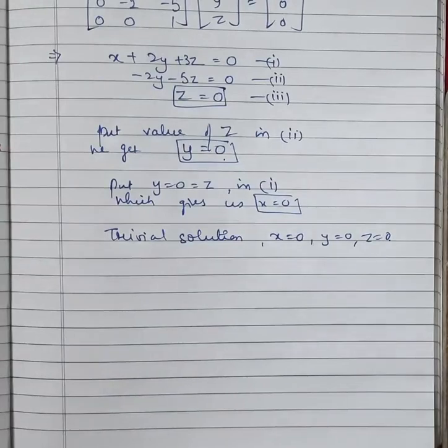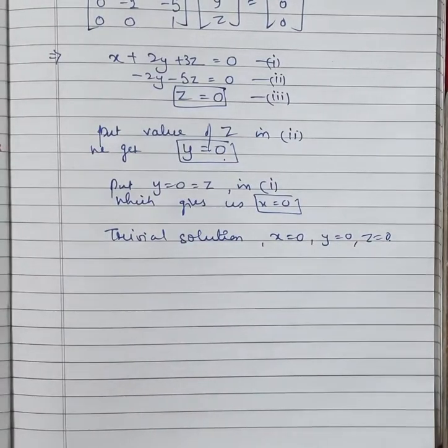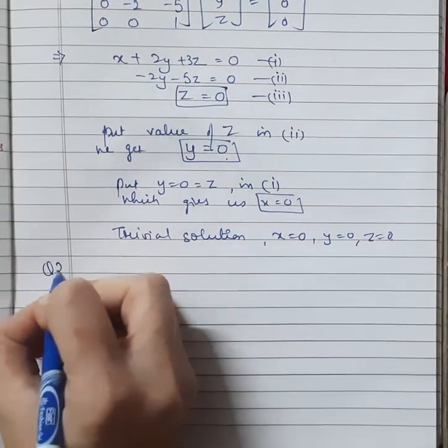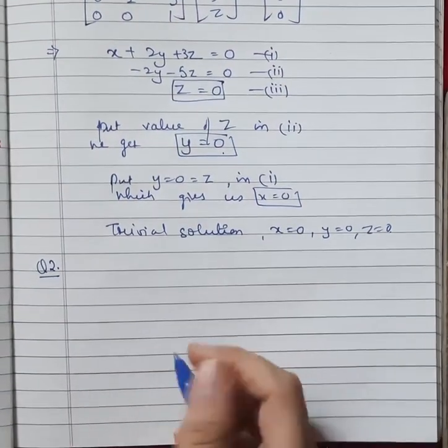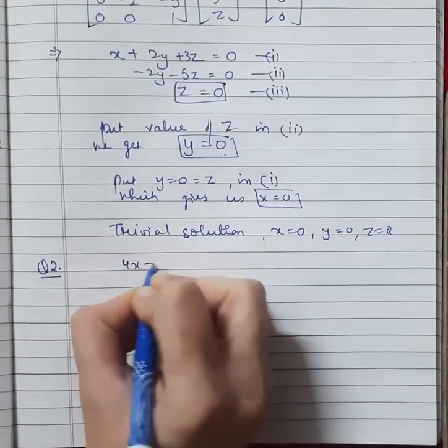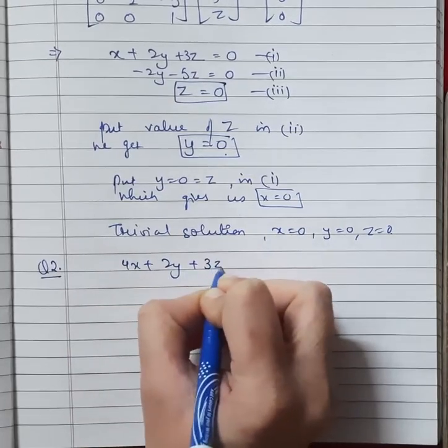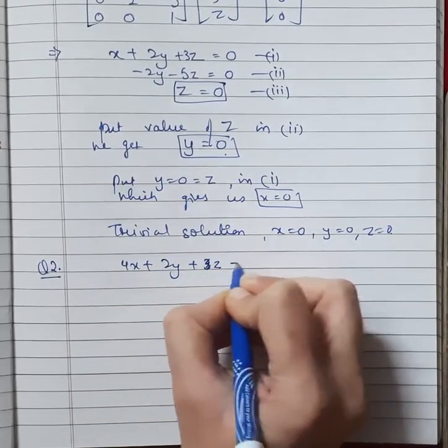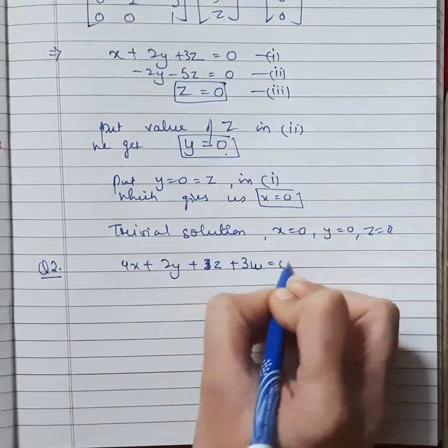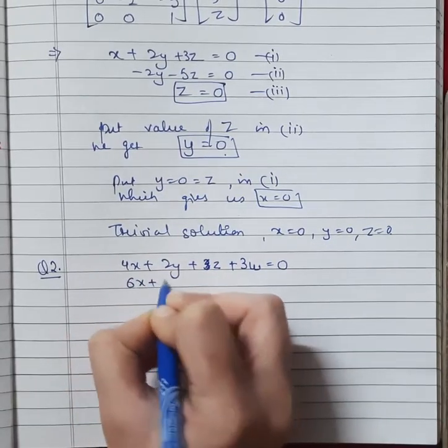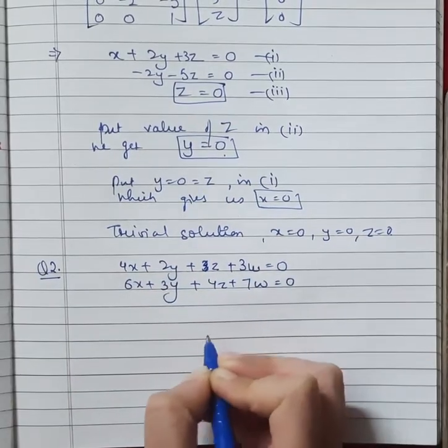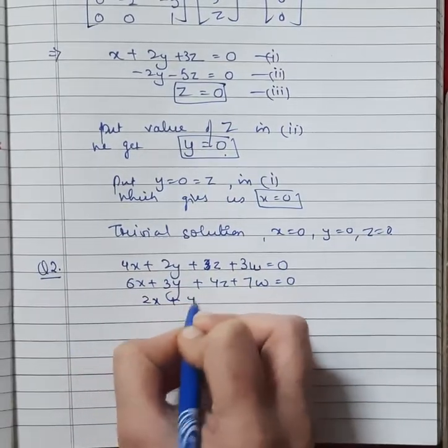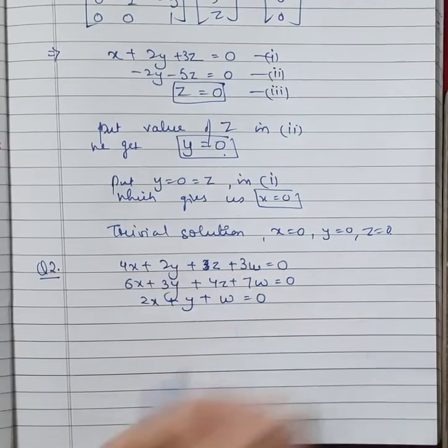Now we will work on one more example in which we will see how a system is going to have an infinite set of solutions, infinite number of solutions. For that, let us consider an example. 4x plus 2y plus z plus 3w is equal to 0. 6x plus 3y plus 4z plus 7w is equal to 0. 2x plus y plus w is equal to 0.